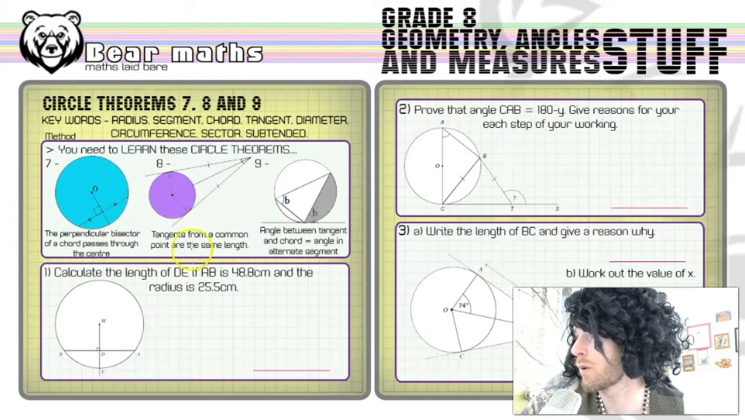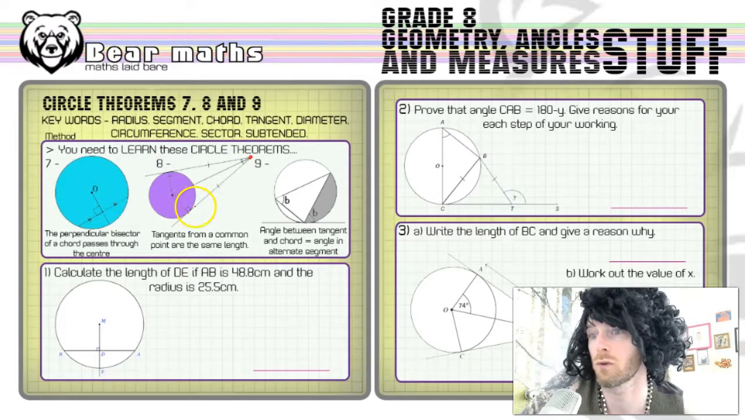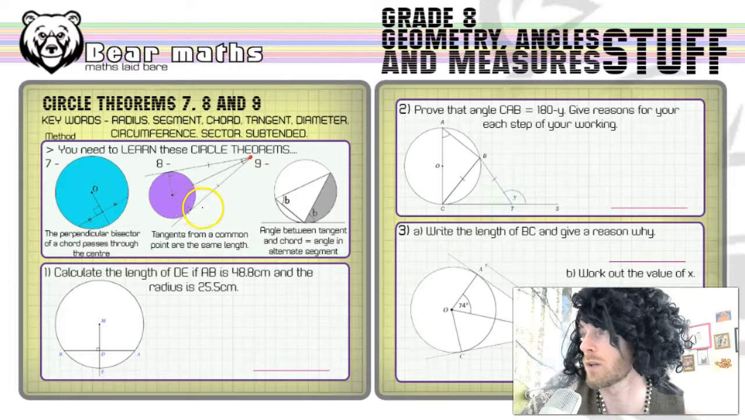Tangents from a common point are the same length. So if this is the common point over here, this tangent, the line on the outside of the circle that hits the circle and shoots off again, meets the radius at a 90-degree angle, as we learnt in the first video. But this length here, here to here, is exactly the same length as this length here. This is useful for congruency, useful for congruent triangle questions, which you can get in the world of circle theorems.